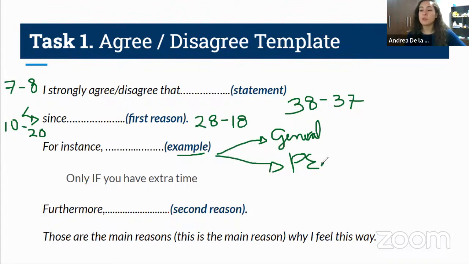Same thing here. I am talking about one specific class. I'm giving details. I could even go farther and talk about one specific lesson, right? I could say, I remember this lesson we were learning about this thing. So the important thing is that you give details. It could be a general example or a personal experience, but it needs to contain details.